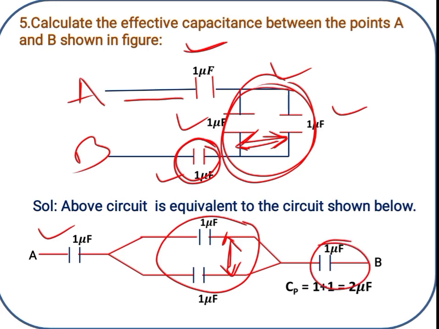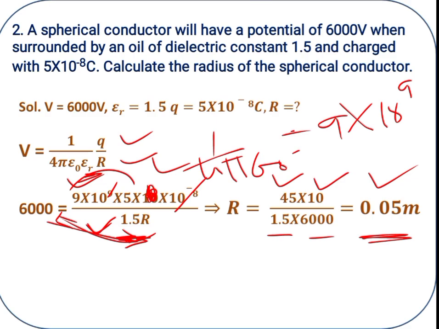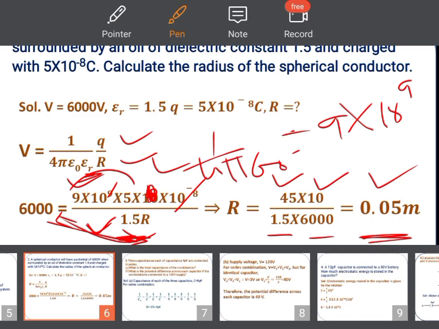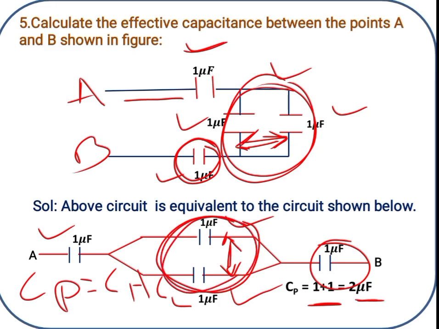Now what is the parallel capacitor formula? Cp is equal to C1 plus C2. Substitute the values of C1 and C2, that is 1 μF and 1 μF. 1 plus 1 is 2 μF. So the total answer is 2 μF.